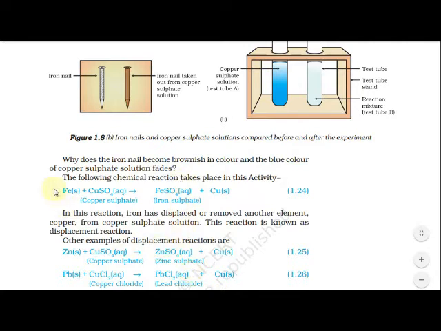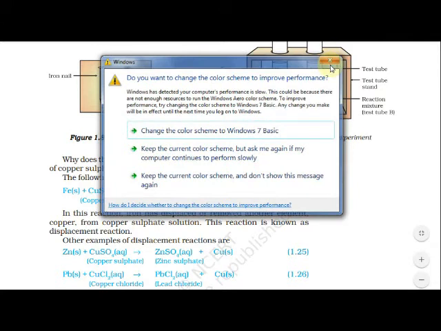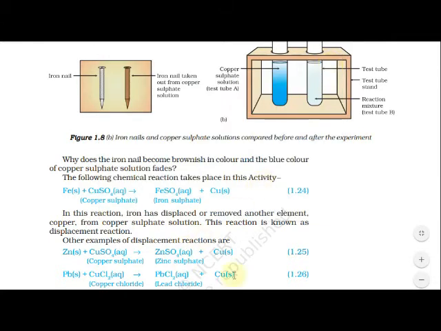So three reactions of displacement reaction have been given here. Fe plus CuSO4 gives FeSO4 plus Cu. Pb plus CuCl2 gives PbCl2 plus Cu. Zn plus CuSO4 gives ZnSO4 plus Cu. In these three reactions, you have seen that Cu has been displaced from the CuSO4 solution.